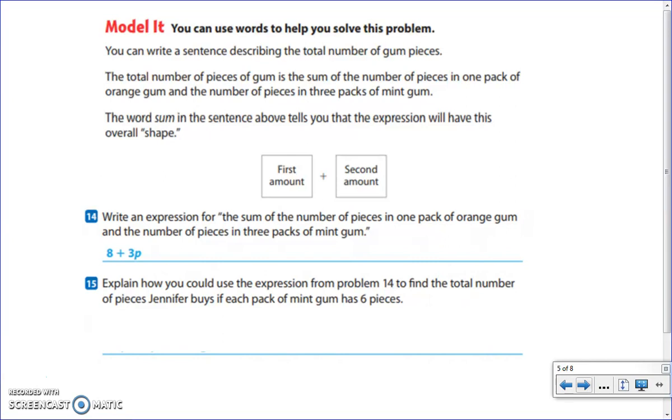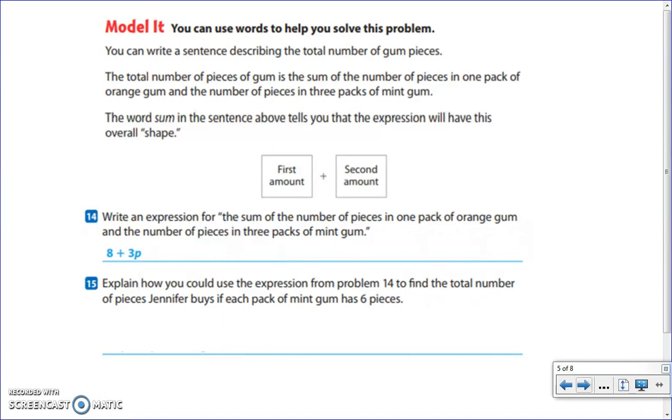So that's to explain how you could use the expression from problem 14, which is just above, to find the total number of pieces Jennifer buys if each pack of mint gum had 6 pieces. Well, this is where things get fun. We're going to use something called substitution. And I'm not sure if the book is going to explain that yet or not. I haven't looked behind this blank for a while. So what I'm going to say is I'm going to use some substitution.